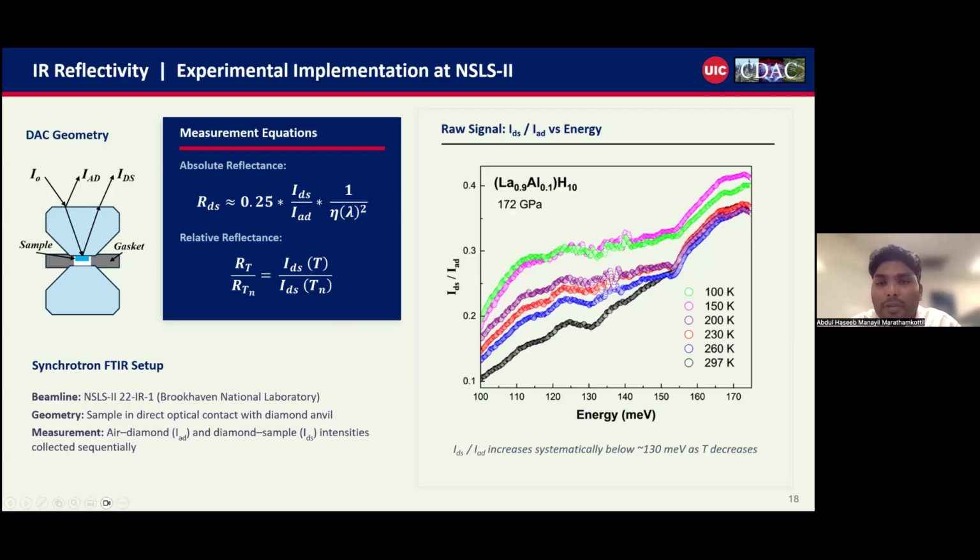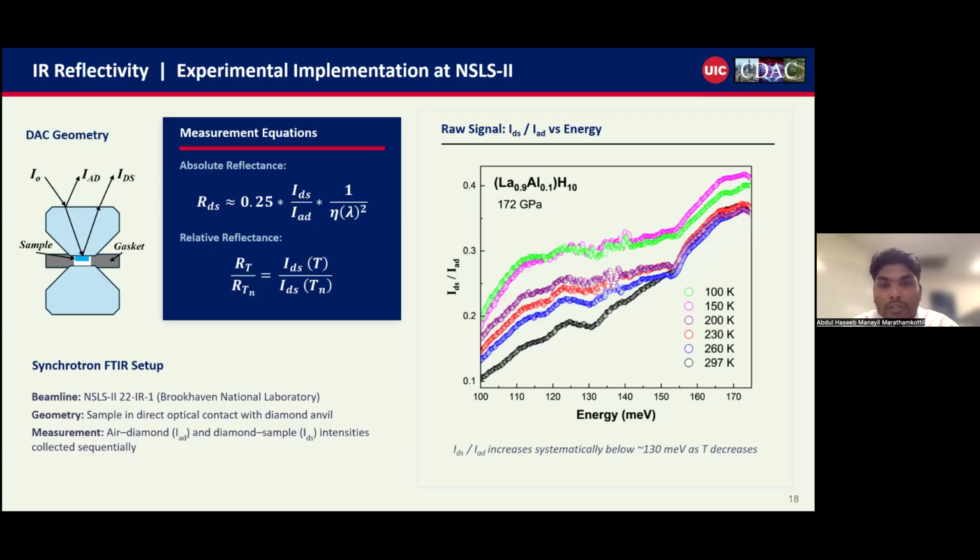But there's a practical complication. The diamond has a wavelength-dependent absorption that is difficult to determine precisely at high pressures. So rather than trying to correct for it exactly, we take a simple approach. We compute the relative reflectance, R(T) over R(T_N), the ratio of the sample reflectance at temperature T to the reflectance at a normal-state reference temperature well above Tc. Because the diamond absorption η of λ is the same at both temperatures, it cancels out completely in the ratio. So what remains is purely the temperature-driven change in the sample's optical response, which is exactly what we are after.